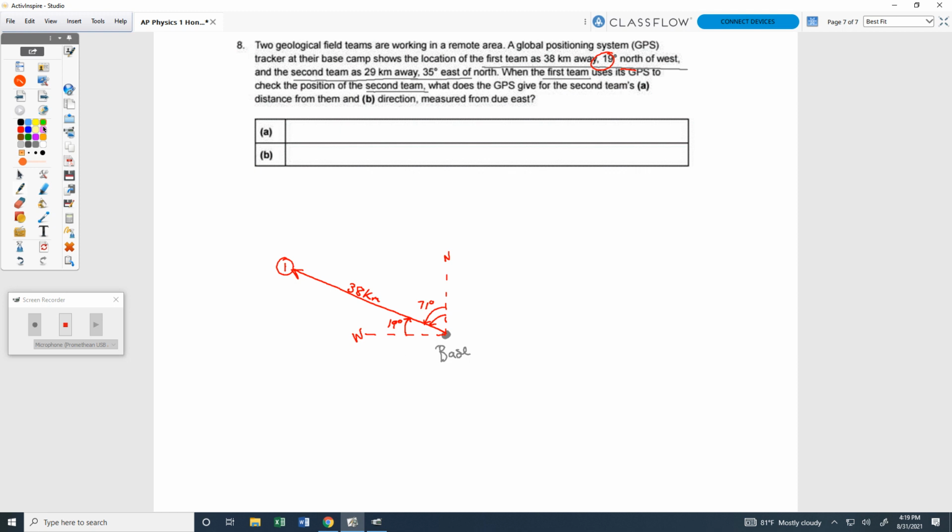Team number 2 starts out at base camp, but they're going to head east of north. So here is my east line, and they're going to head off in something like this direction. And team number 2 is somewhere up here. They are 29 kilometers away, so I'll put 29 kilometers on here. And it says they're 35 degrees east of north. So that means start at your north line and measure from north over 35 degrees.